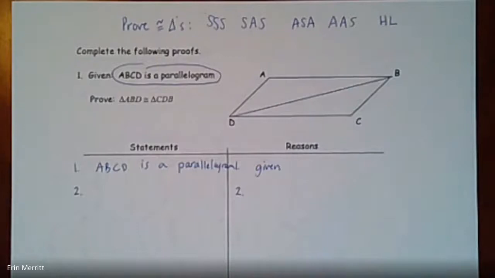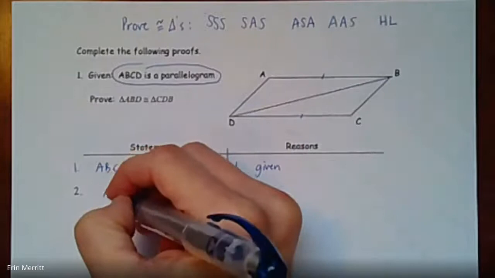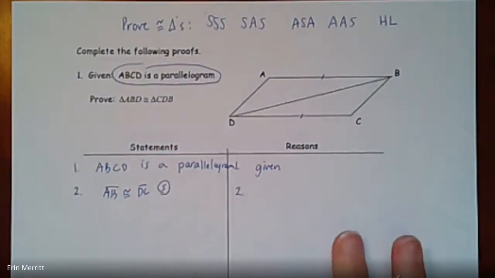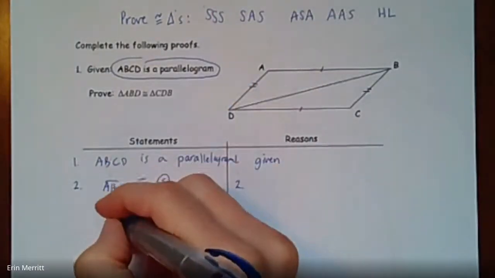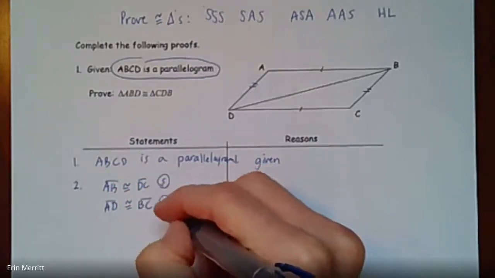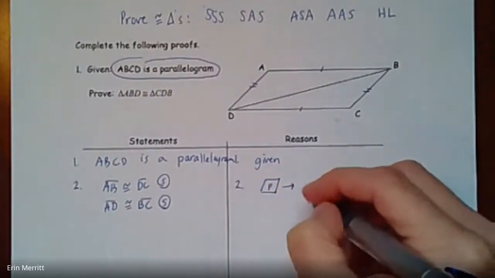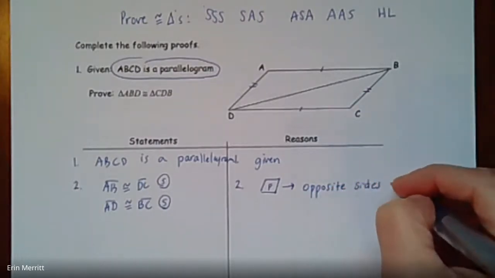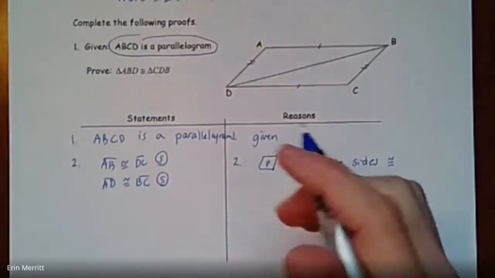So if we start with just maybe some opposite sides congruent, we have AB and DC congruent. That'll get you a pair of sides right there. And then we could use the other pair of sides, AD and BC. And so here we would say parallelogram implies opposite sides congruent.